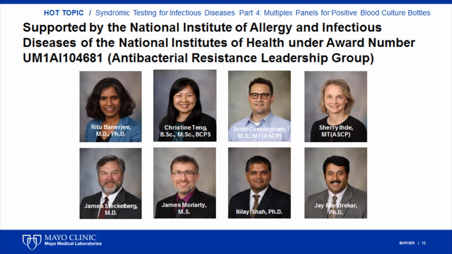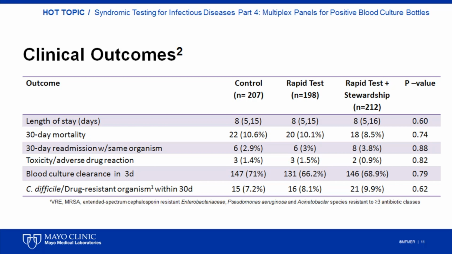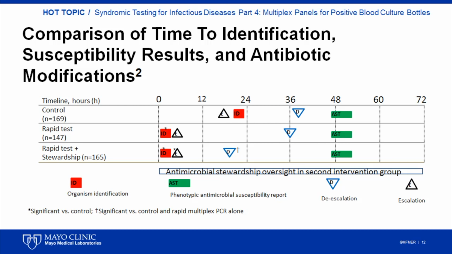There was no effect on lengths of stay, mortality, 30-day readmissions with the same organism, toxicity or adverse drug reactions, times to blood culture clearance, development of Clostridium difficile-associated diarrhea, or acquisition of drug-resistant organisms between the study groups. However, antibiotic escalation occurred sooner in both BCID groups compared to the control group, and time to de-escalation of appropriate antibiotics was notably shortest in the BCID group with concomitant antimicrobial stewardship intervention.